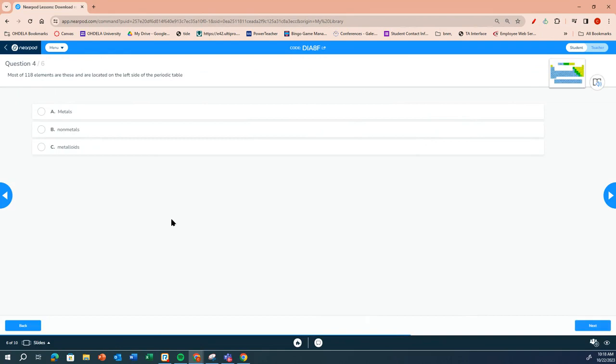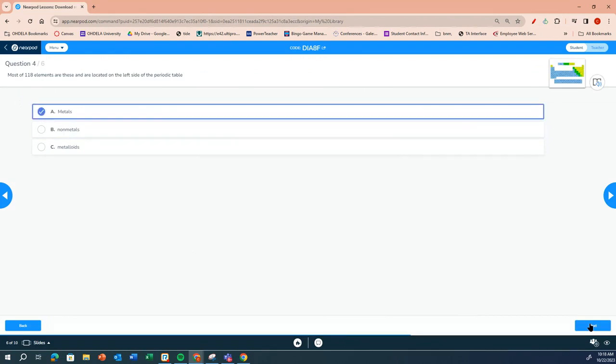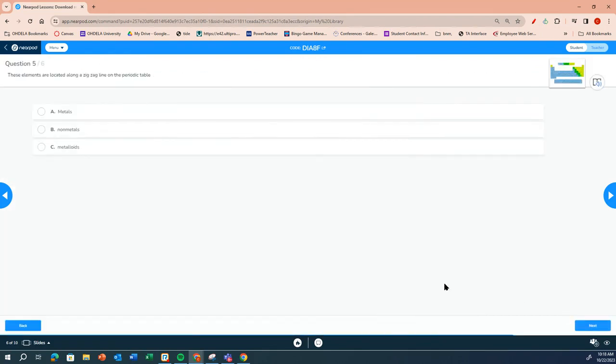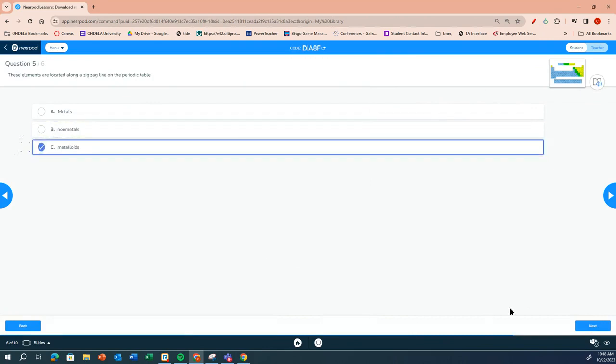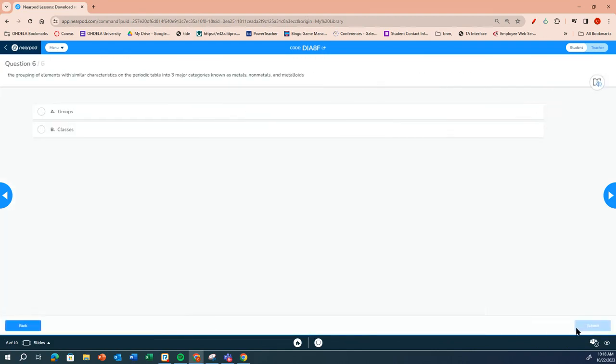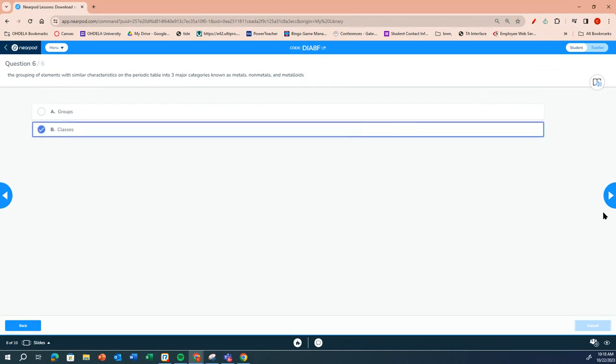Most of the 118 elements are located on the left side. That would be your metals. The elements that are located along the zigzag line on the periodic table are your metalloids. And the group of elements with similar characteristics in the periodic table, 3 categories known as metals, nonmetals, and metalloids, are called your classes.